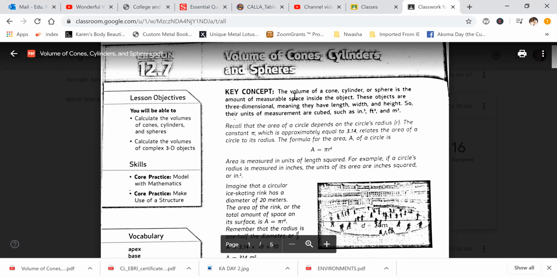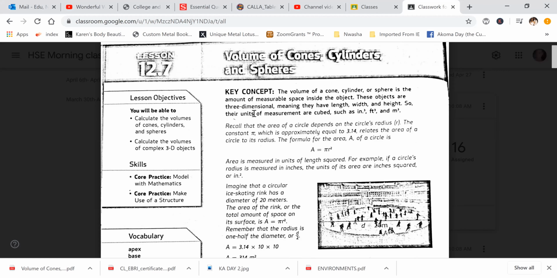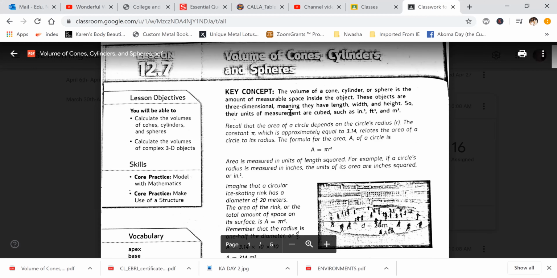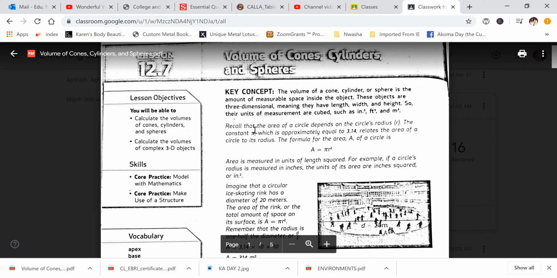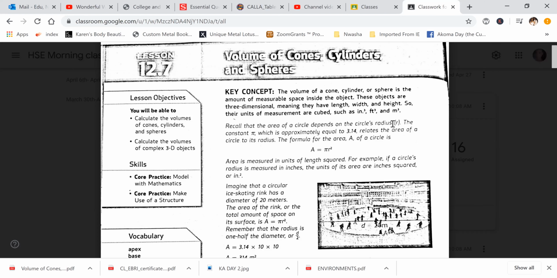The key concept is the volume of a cone, cylinder, or sphere is the amount of measurable space inside the object. These objects are three-dimensional, meaning they have length, width, and height. So their units of measurement are cubed, such as inches cubed, feet cubed, or meters cubed. Sometimes, like in the other book, we also say cubic feet, cubic inches, cubic meters, which is a clue again whether you're working with a plane, flat shape, or a solid 3D shape.